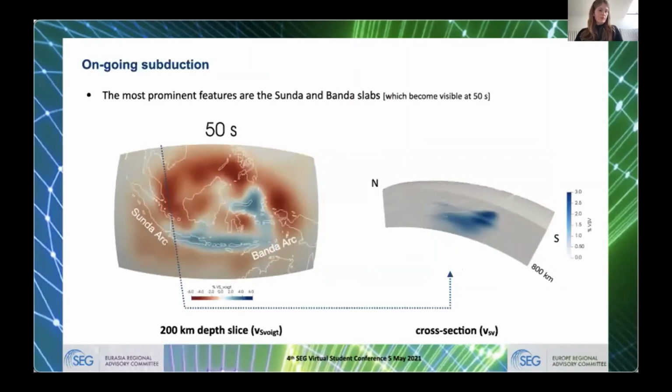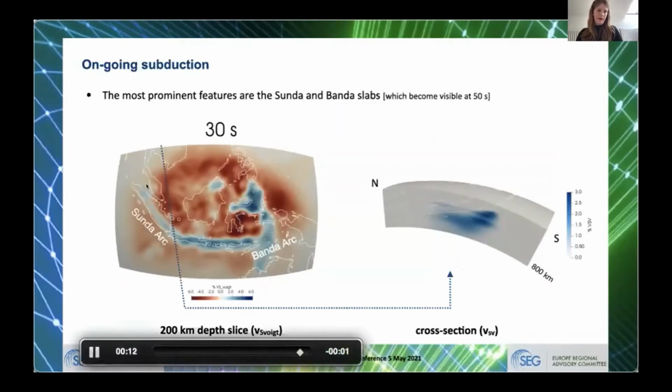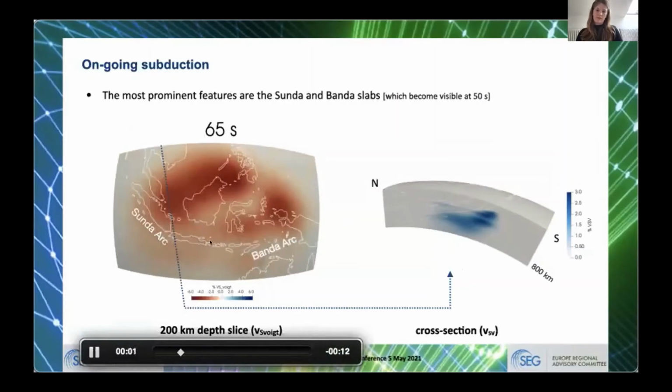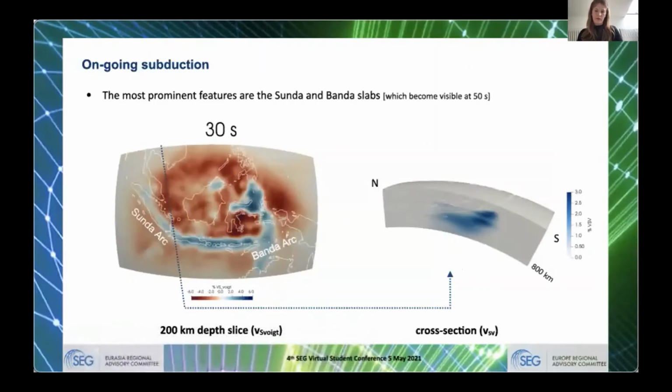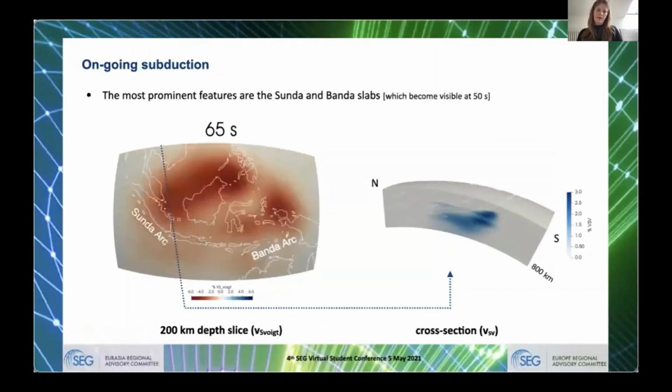The most prominent features are the Sunda and the Banda slab, that is the Australian plate subducting beneath Indonesia, which is indicated by the fast velocities represented by the blue colors here. And I'm here showing how these features build up across the different period bands for a shear wave depth slice at 200 kilometers. So they first appear at 50 seconds and then become sharper as we decrease the period.